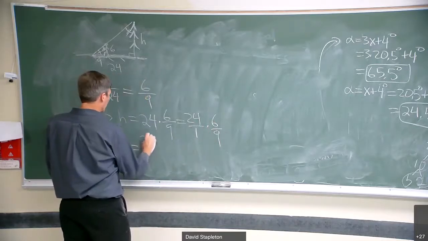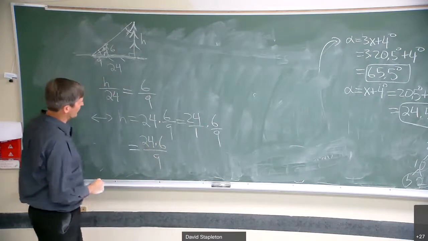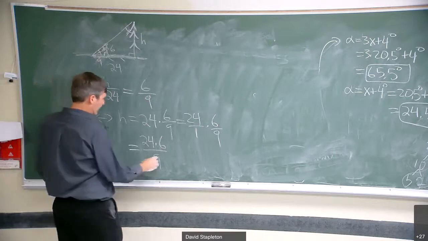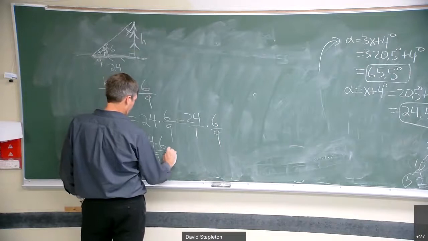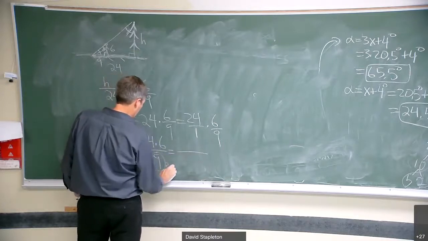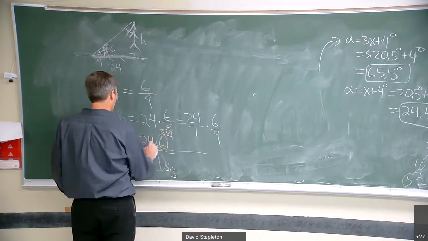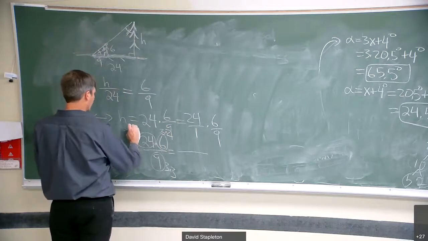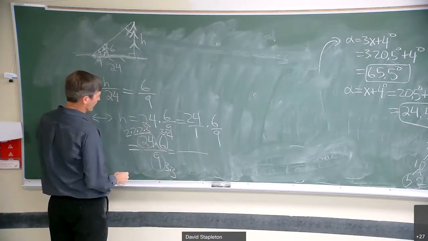I have 24 times 6 over 9. But wait, before I multiply that out, I'm going to first see if I can cancel something, right? 9 factors as 3 times 3. 6 factors as 3 times 2. 24, well, it's divisible by 2, so it's 2 times 12. And then 12 is 2 times 6, and 6 is 2 times 3. So there's my factoring tree in my head, if you like.